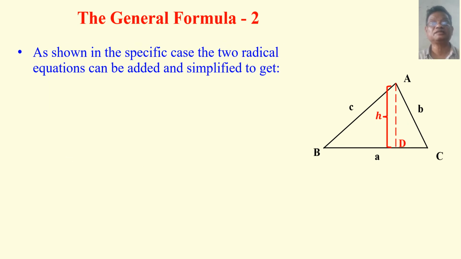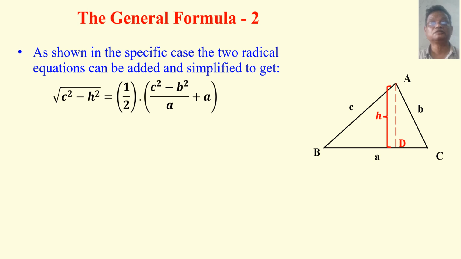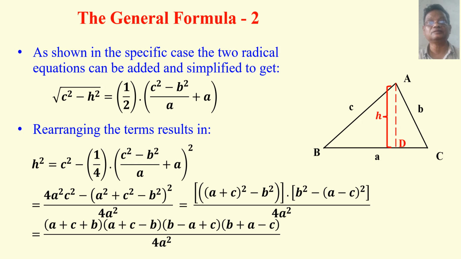As shown in the specific case, the two radical equations can be added and simplified to get square root of c squared minus h squared is equal to half of c squared minus b squared divided by a plus a. Rearranging the terms results in h squared is equal to c squared minus 1/4 of c squared minus b squared divided by a plus a, whole thing squared. Further rearranging, we get 4a squared c squared minus a squared plus c squared minus b squared, whole thing squared, divided by 4a squared.